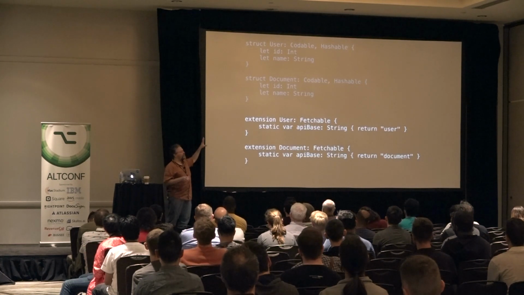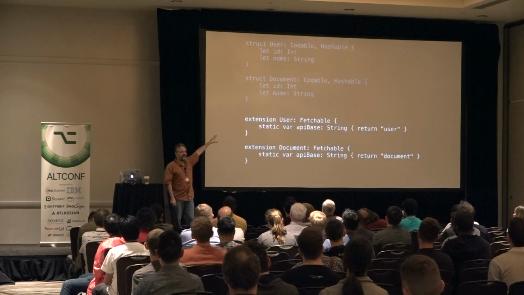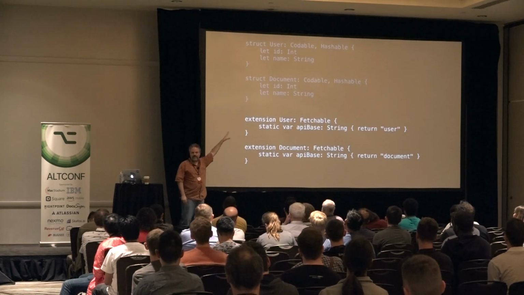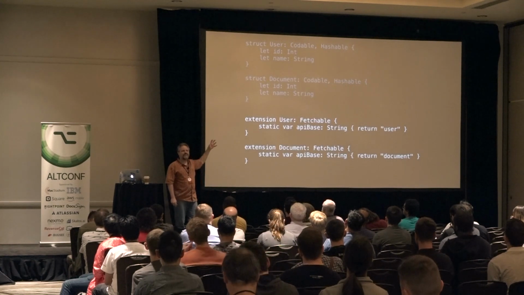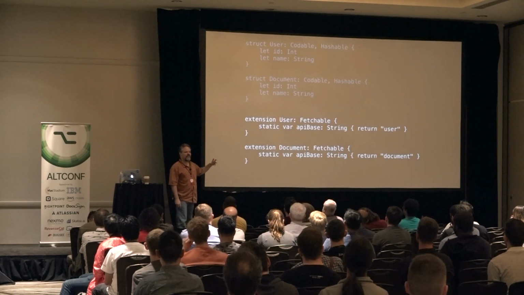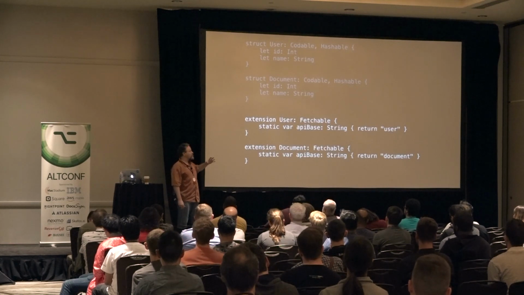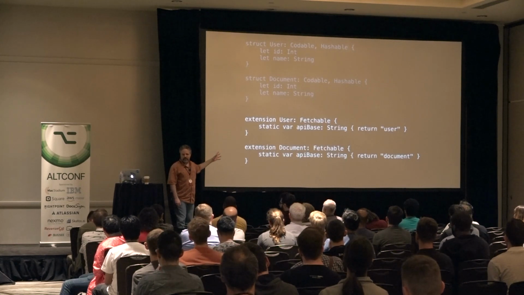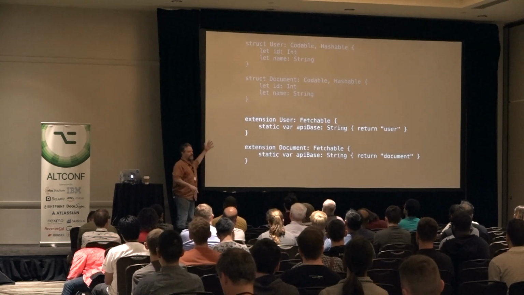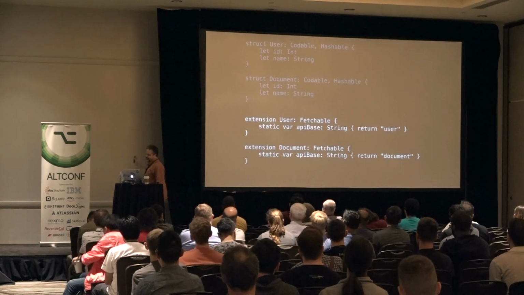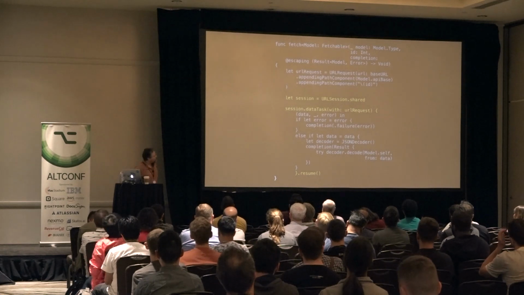And what's so powerful about that is user may not be a type I control. It may be in another module. It may be an Apple type. And this is something you could never do with class inheritance, right? We call this retroactive modeling. I can go in and say, for my purposes, I want it to be fetchable.